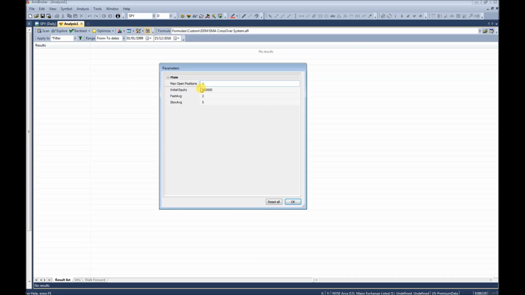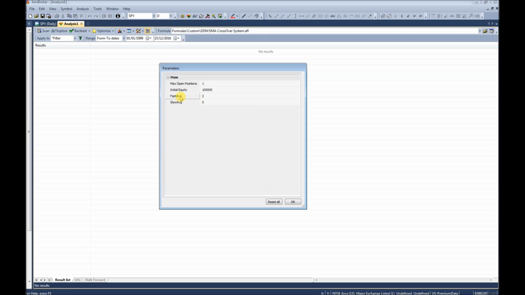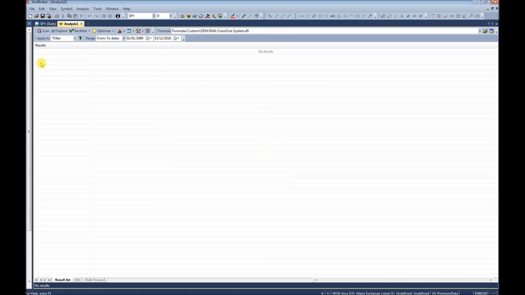So let's start out with 100,000 equity. We're going to take one trade at a time. And let me just make sure those settings held. Okay, they did. So our fast moving average is a 2, slow moving average is the 5. Let's go ahead and set our filters. We're going to apply it to the current symbol, so it's going to use the SPY. And we're just going to use all available data that we have. So don't worry about what the dates say here. It's going to use all the quotes that we have in our database.